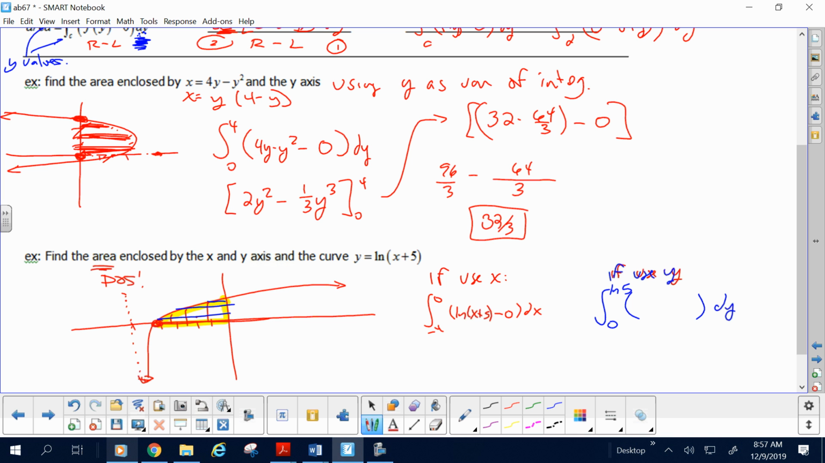What about the right minus left? What's right and what's left? 0 for sure there. And what's left? Let's call it the curve, okay? But the curve has to be in y terms.